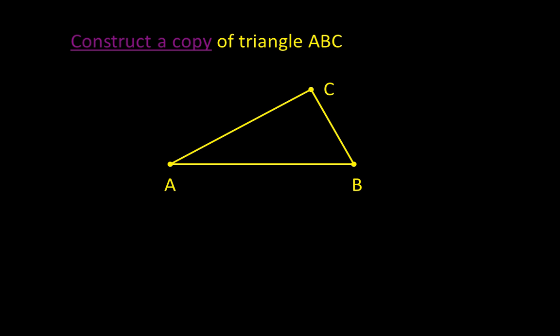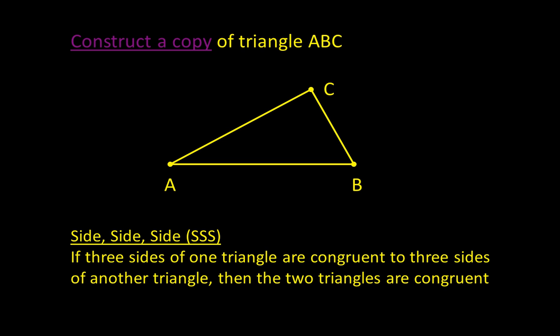Now the construction we just saw is an example of the side-side-side theorem, which says if three sides of one triangle are congruent to three sides of another triangle, then the two triangles are congruent. So through the construction, we made two triangles that had three sides that were congruent to each other, which means by the side-side-side theorem, the two triangles must be congruent.